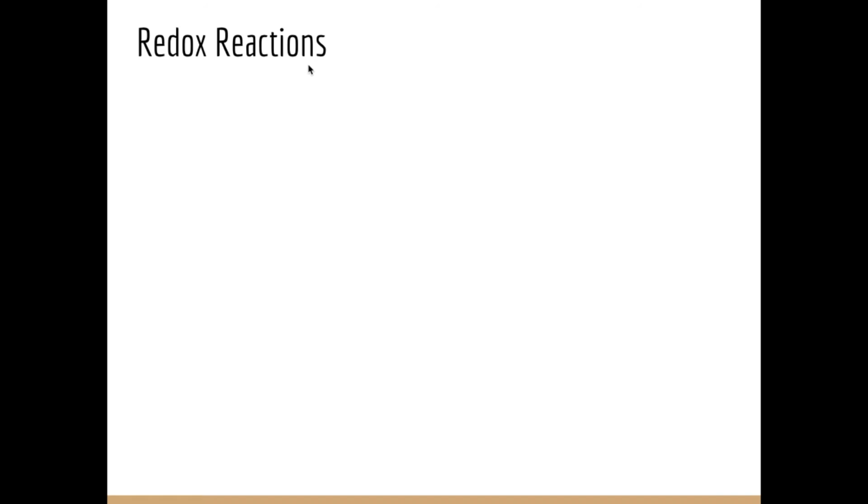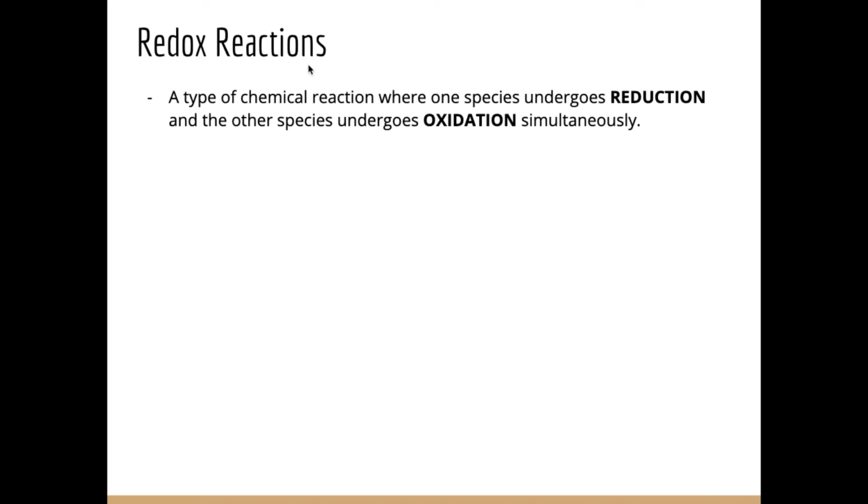So let's look at redox reactions. This is a type of reaction that we have not looked at. A type of chemical reaction where one species undergoes reduction and the other species undergoes oxidation simultaneously. As you might be able to infer from this name, oxidation, traditionally it was used to describe a reaction where a species gains or loses oxygen. And it's still used to describe those kinds of reactions.